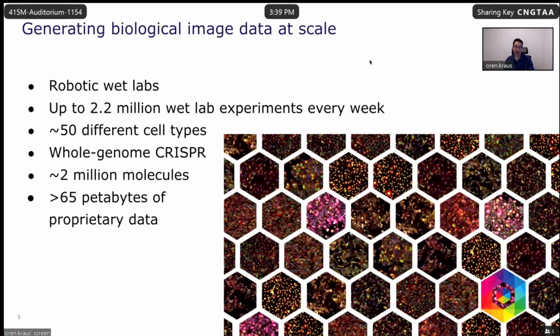This is powered by our robotic wet lab, which can conduct 2.2 million wet lab experiments every week across approximately 50 different cell lines. And we use whole genome CRISPR for most of these maps that we built. We've screened over 2 million compounds, totaling over 65 petabytes of proprietary data, mostly imaging-based.